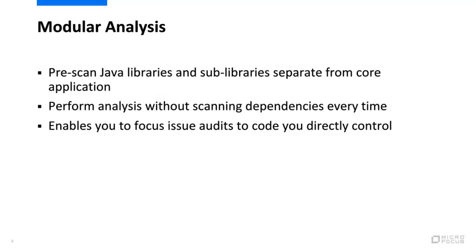With Modular Analysis, you can pre-scan Java libraries and sublibraries separately from the core application. You can then include these pre-scanned libraries when you scan the core project. Fortify Static Code Analyzer can follow data flow through the libraries without including library source code in the core application scan and without requiring rules for those libraries. You get high-quality results without having to scan the dependencies every time you scan the core application. This has the added benefit that you need only audit issues in your core application.